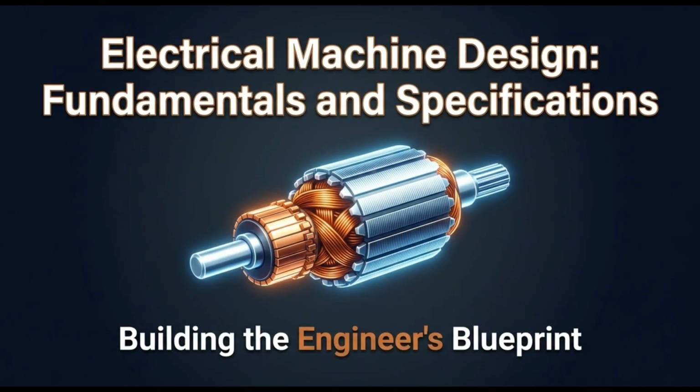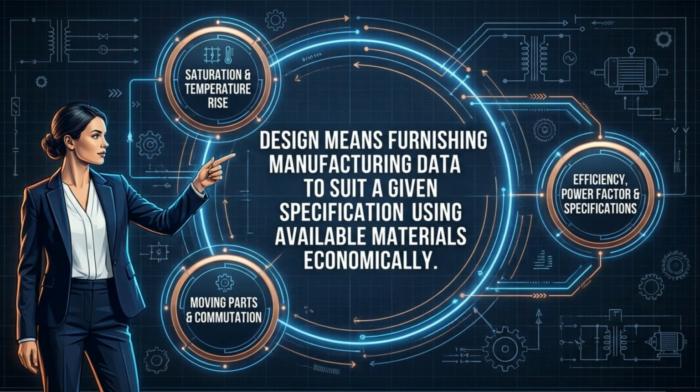Welcome to this video on electrical machine design, focusing on the fundamentals and specifications necessary to build an engineer's blueprint for rotating machines. Electrical machine design involves furnishing manufacturing data to suit a given specification using available materials economically. Key considerations include efficiency, saturation, temperature rise, moving parts, and commutation.